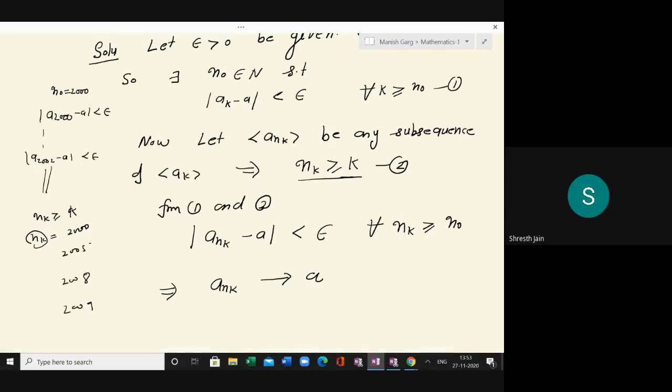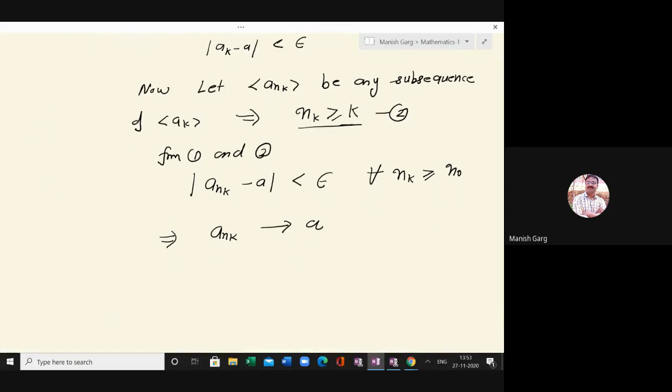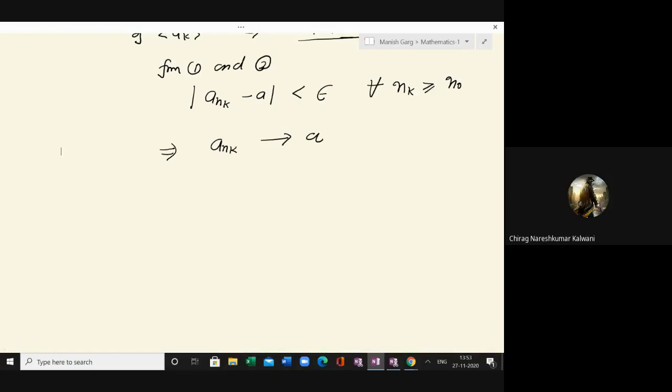Okay, sir, clear, sir. Is it okay? If n is greater than n_0, if you have any problem, take a number, then try to understand the inequality. Sir, -1, 1, -1, 1 is the sequence, and 1, 1, 1, 1 is a subsequence. But -1, 1, -1 is not convergent, but 1, 1, 1 converges to 1.